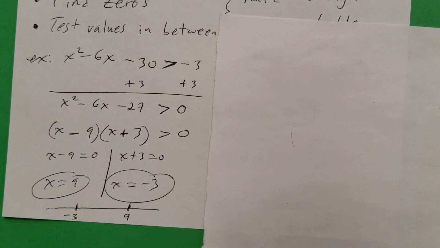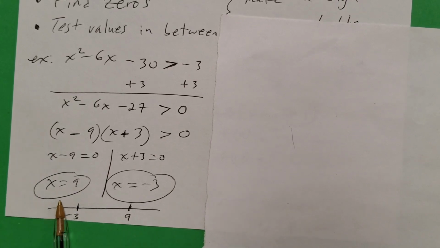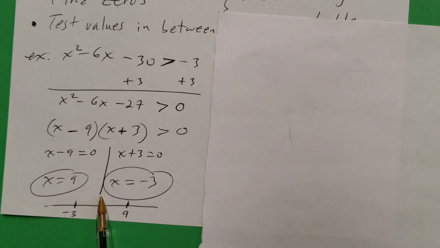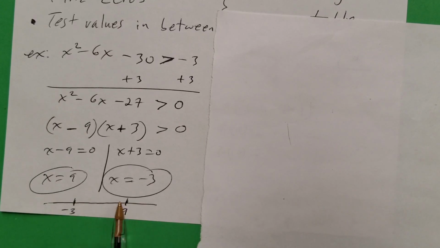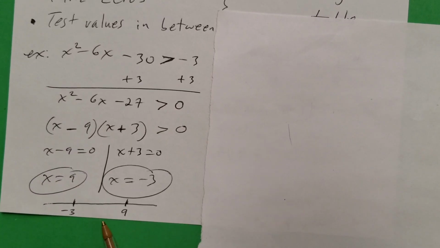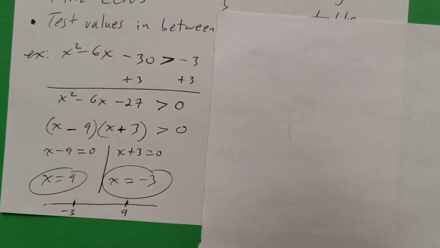So that means it's changing here and here. What I'm going to do now is figure out, am I positive or negative here? Am I positive or negative here? And am I positive or negative here? Now I know here I'm equal to 0, right? It's right on the x-axis. But how does the graph go in between? So why don't we just pick a number in between them?